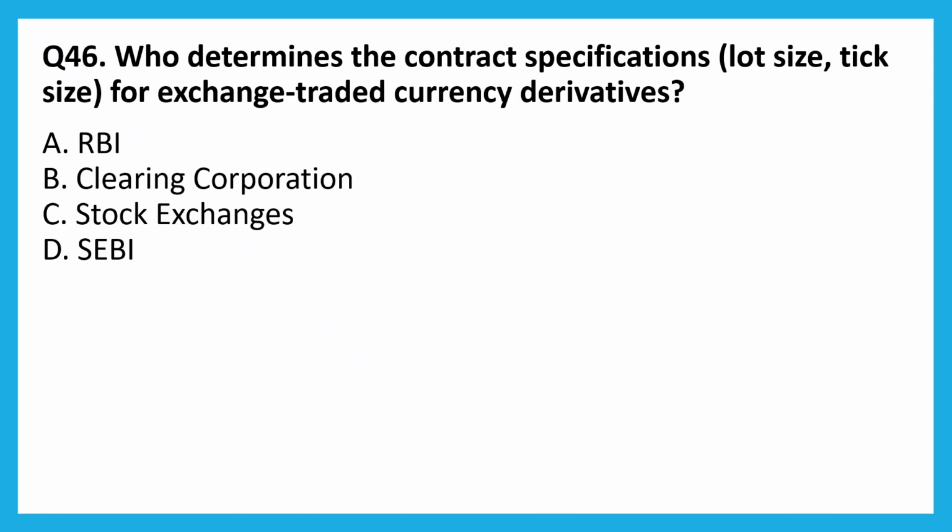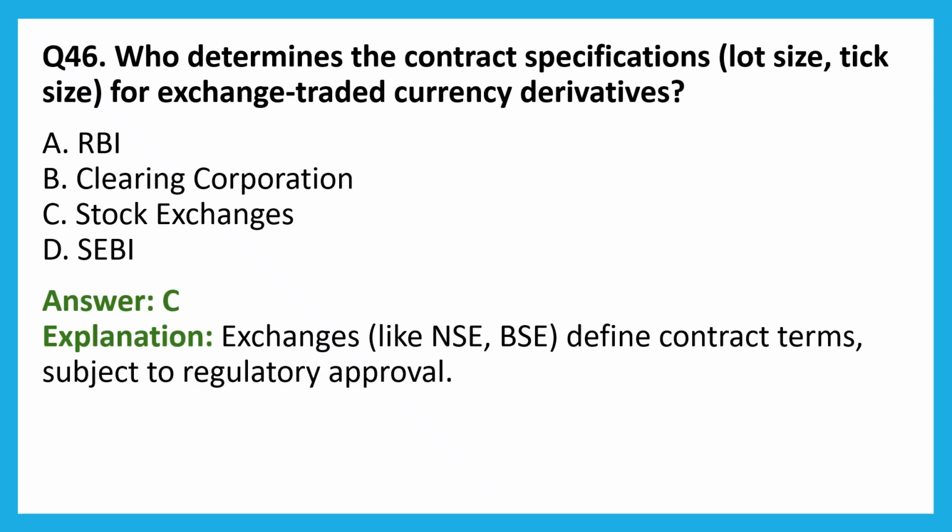Next question. Who determines the contract specifications for exchange traded currency derivatives? Option A RBI, option B Clearing Corporation, option C Stock Exchanges, and option D SEBI. Correct answer is option C Stock Exchanges.